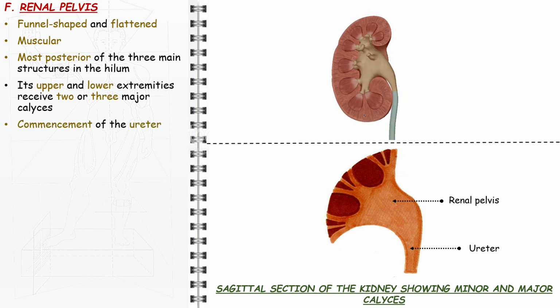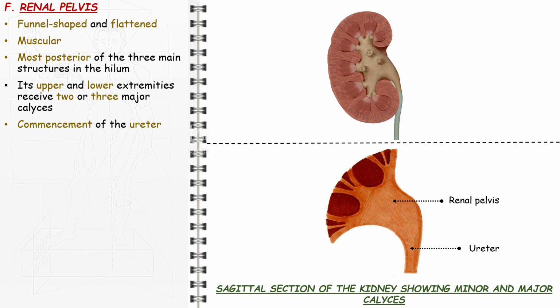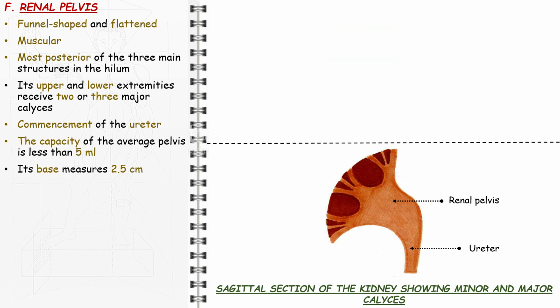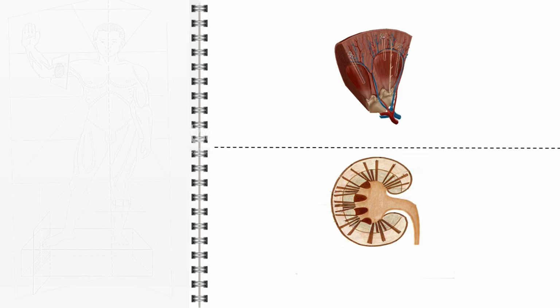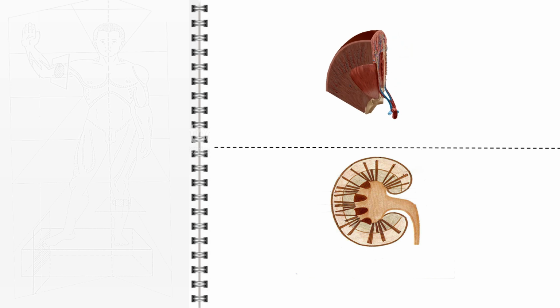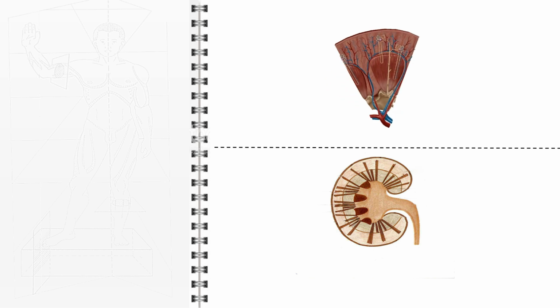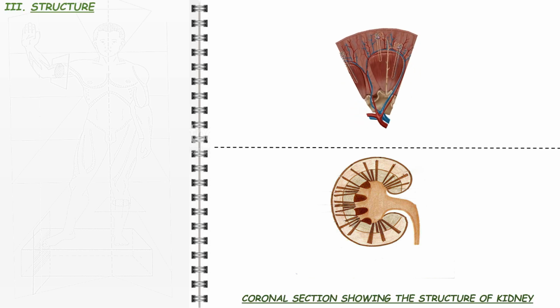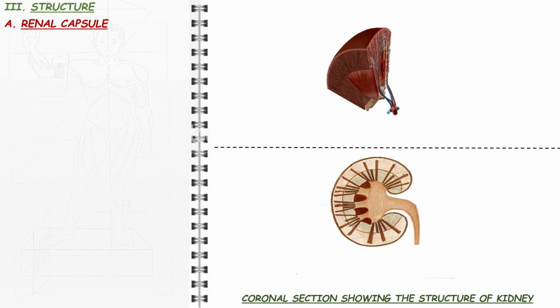The average capacity of the pelvis is less than 5 mm and its base measures 2 cm and a half. Regarding the layered structure of the kidneys, we will first take a closer look at the macroscopic aspect and then the microscopic structure of each layer from the peripheral capsule to the central renal pelvis.